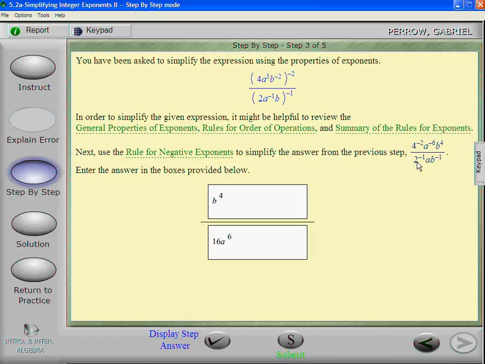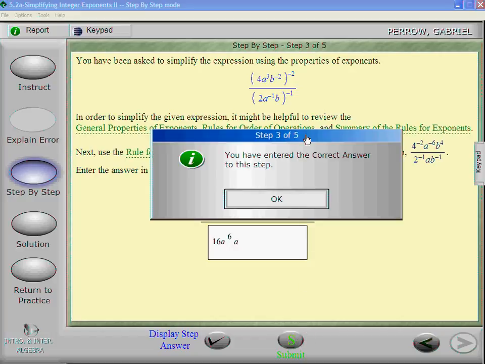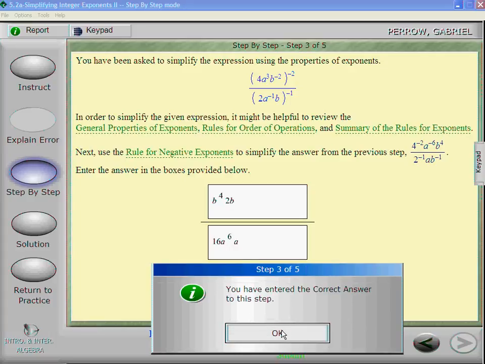Down below, you have 2 to the negative first. That's the same as 2 to the first. I think we should be able to write it right there. But either way, 2 goes up top as 2 to the first, or 2. A stays down bottom, and b to the negative first becomes b to the positive first. Let's see how they like that. Okay, so Hawks digested that properly.